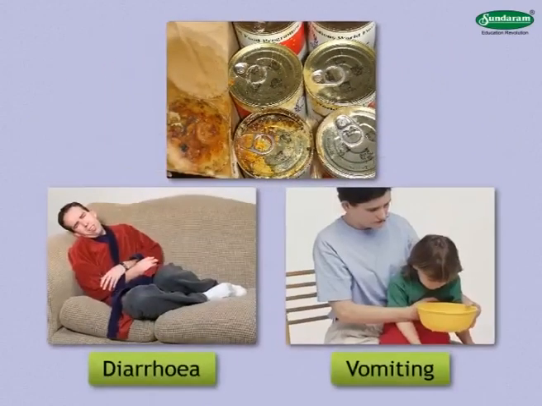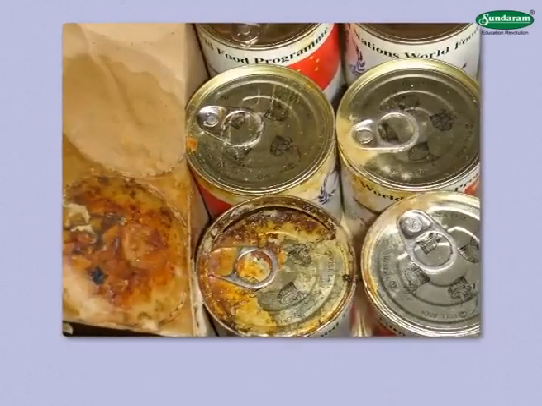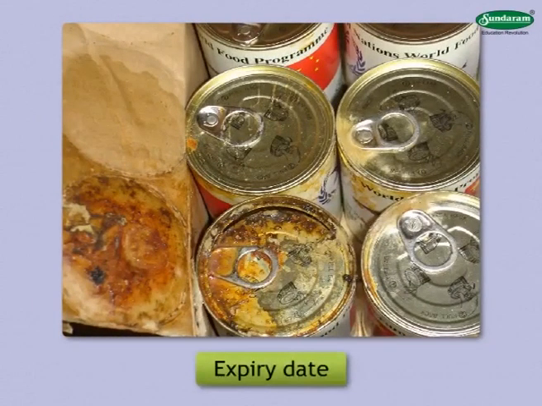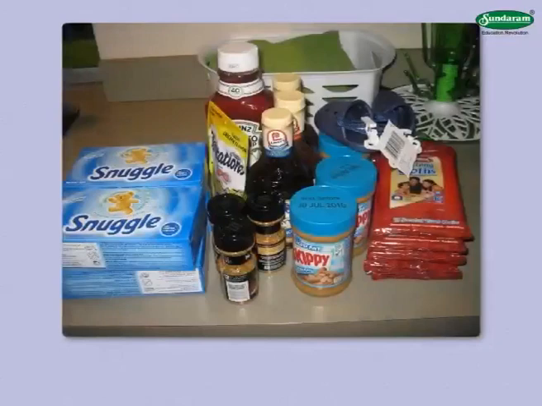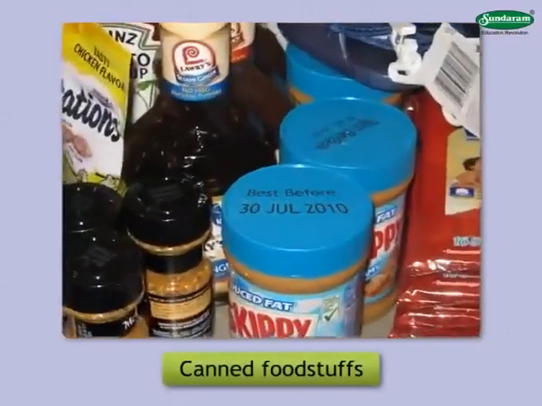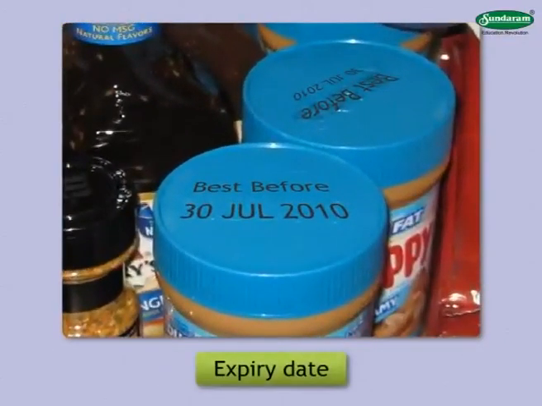And that is the reason why a can of foodstuffs always carries an expiry date, which tells us how long it is safe to consume the contents of the can. So whenever we go to buy canned food, check out for its expiry date.